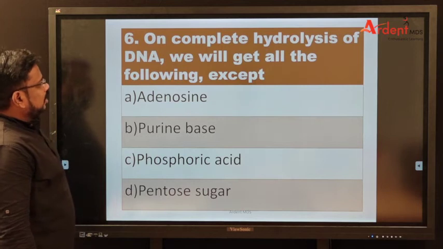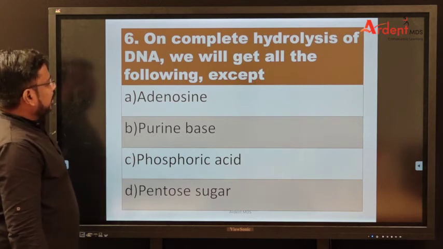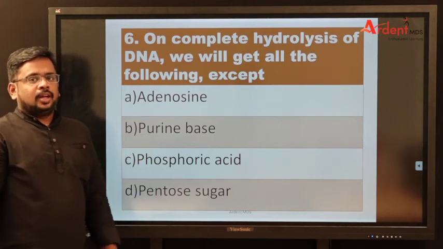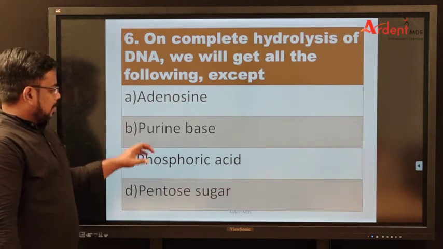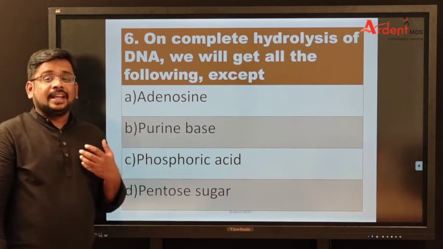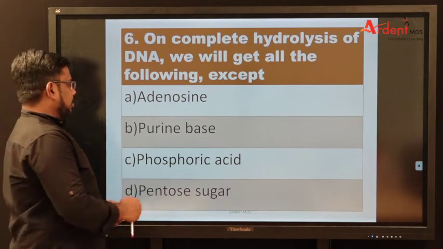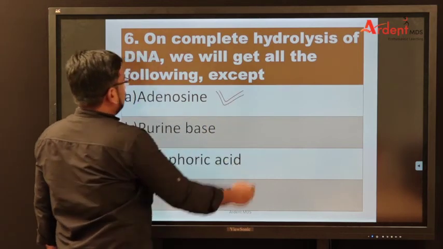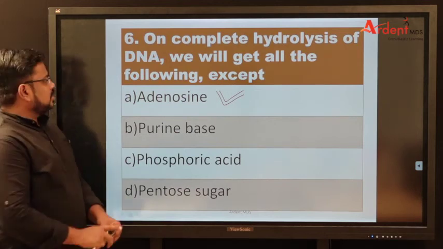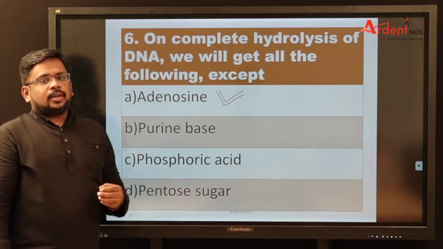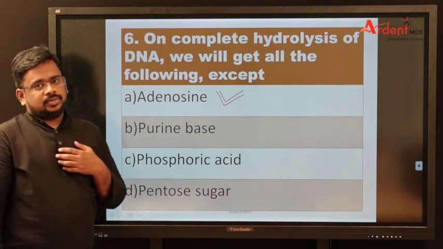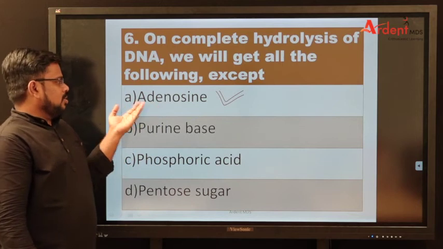And question number 6. On complete hydrolysis of DNA, we'll get all the following except. On complete hydrolysis, the whole DNA just breaks and produces purine base, phosphoric acid, pentose sugar, and it also produces this nitrogen base called adenine, not adenosine. So this one is the answer for question number 6. One more way to answer this question: they are asking about DNA. So on complete hydrolysis, it forms deoxyadenine. So this given as adenosine. That way also I can eliminate this option. So go for the first option.